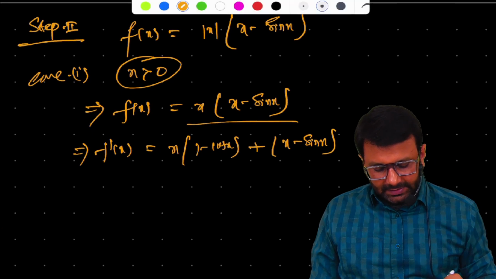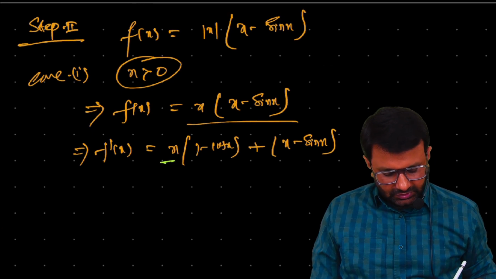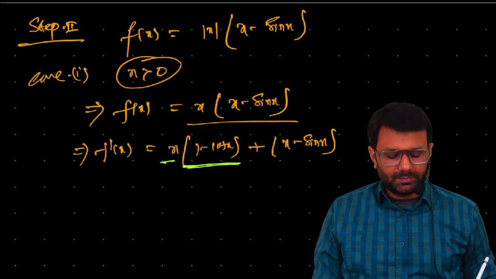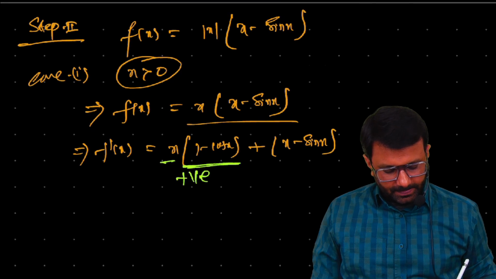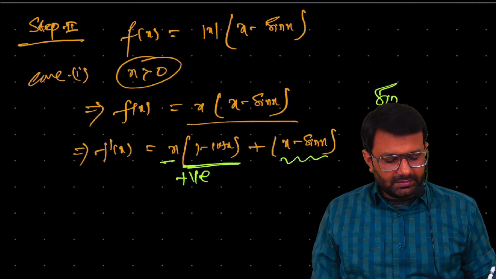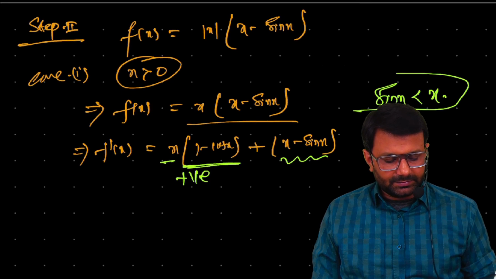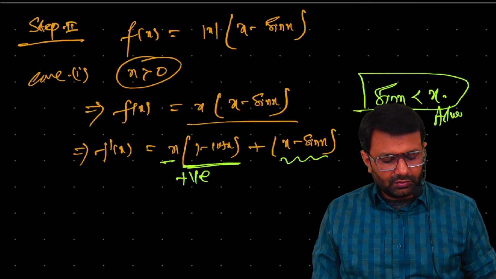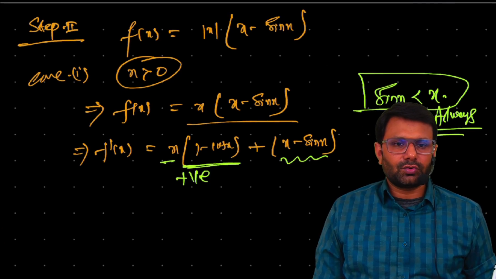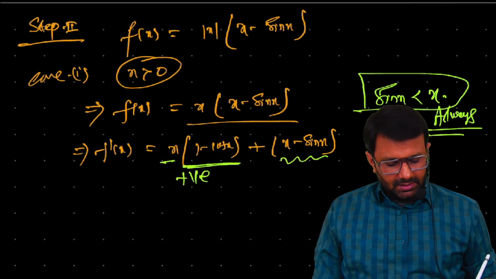So if x is greater than 0, this is positive, and 1 minus cos x is always positive, no? So this is positive. Now x minus sin x, tell me, positive or negative? See here, sin x is always less than x. Yes or no? I have discussed these things already. So sin x is less than x here.